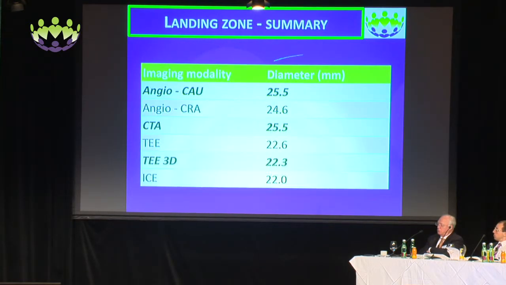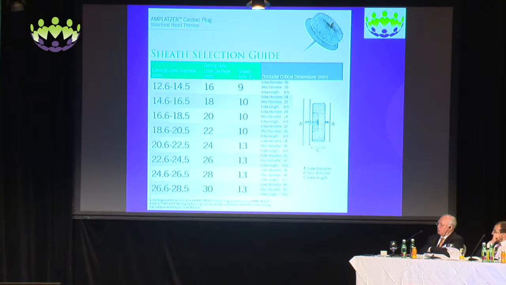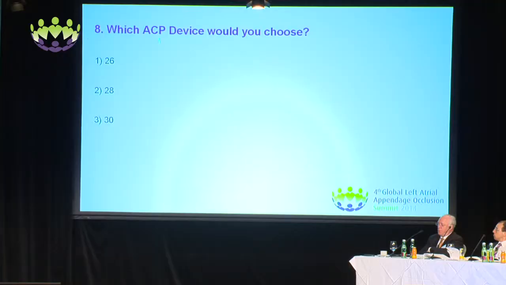In this slide, I summarize all measurements made. The measurements ranged around 22 with the echo techniques, TEE, TEE 3D, and ICE, and around 25 with the angio and with the CT. The question is, what is the right device for this patient? The measurements ranged in this area. Which ACP device would you choose? 26, 28, or 30?